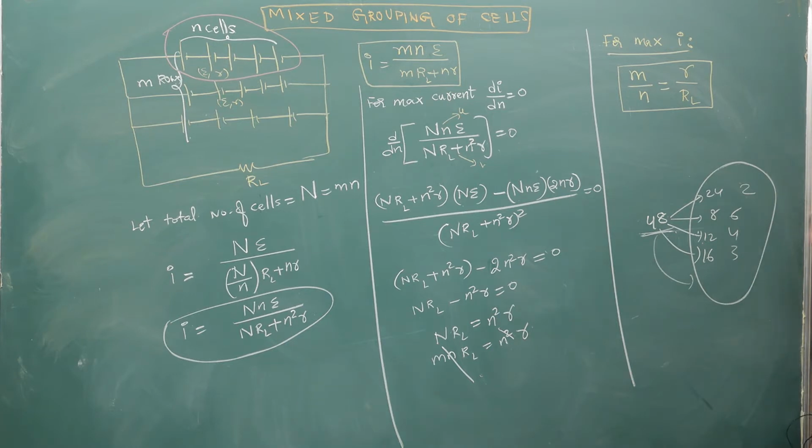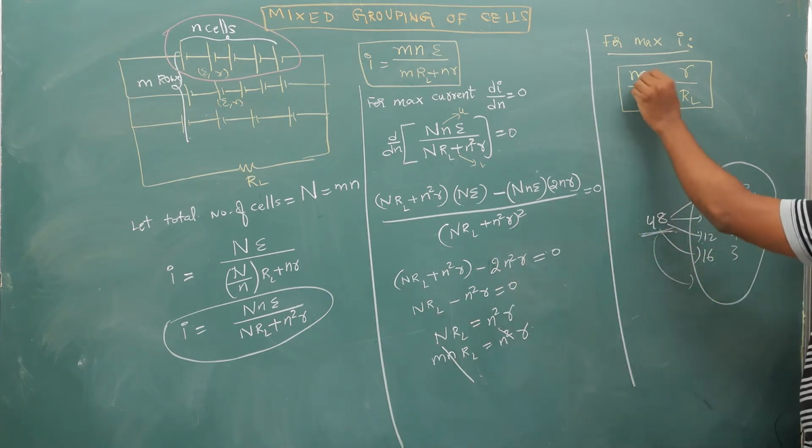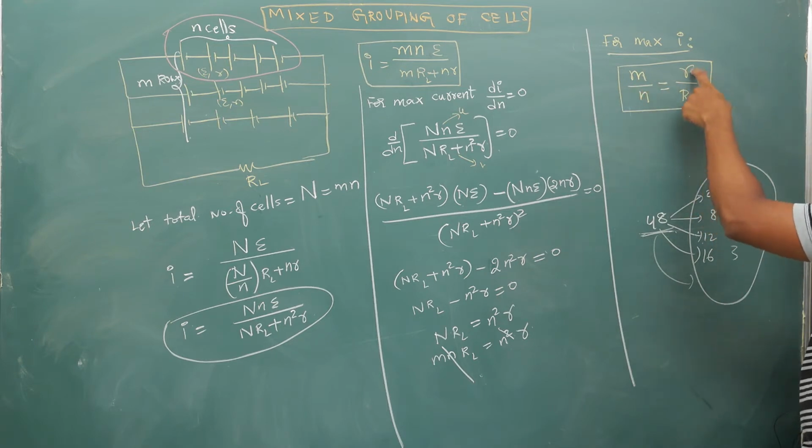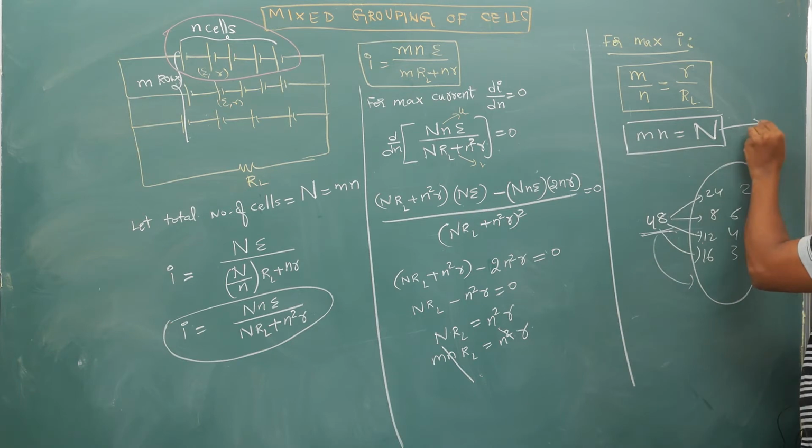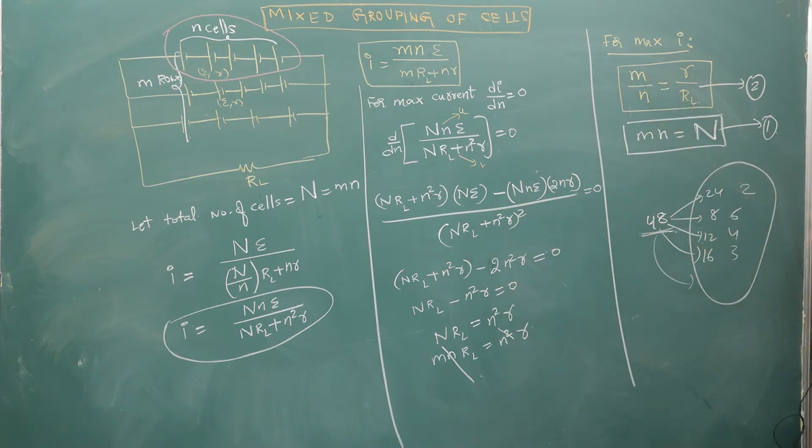So now if I give you some resistance value, you divide the M and N ratio in terms of r and R, so that M into N should be equal to the total number of cells. This is your first condition. Your second condition is that your ratio should be such that M by N is equal to small r by capital R. Under this ratio, if you split these cells, there is a possibility of having maximum current. Based on this we will do different problems in the problem solving session, but I hope you have understood it.